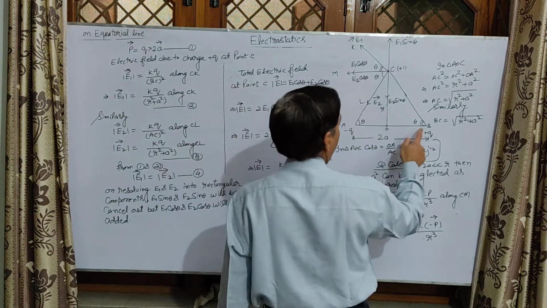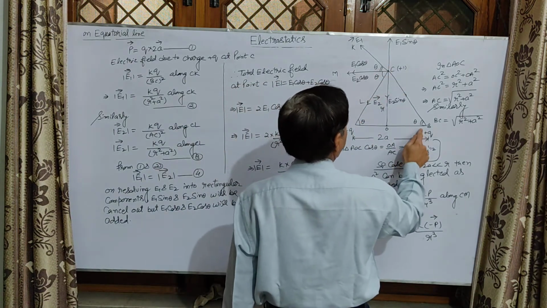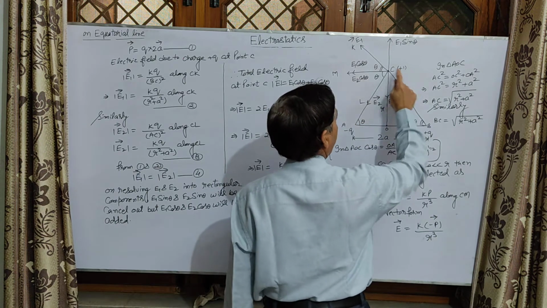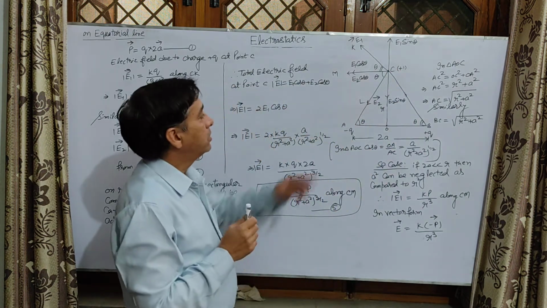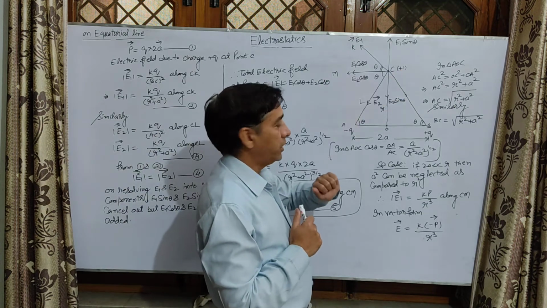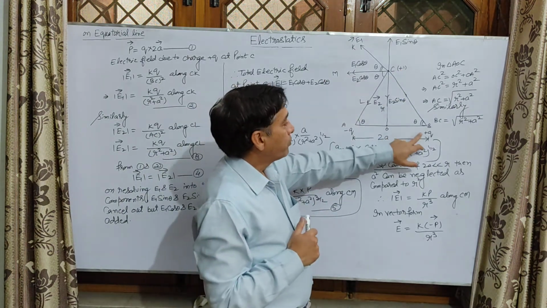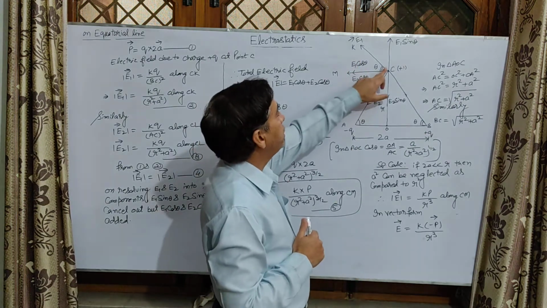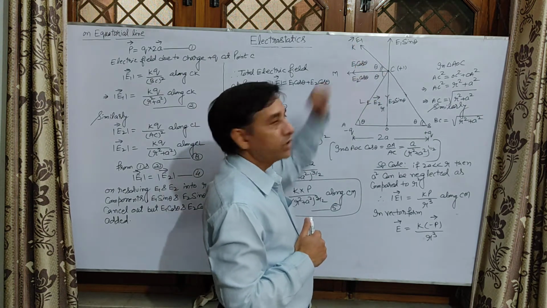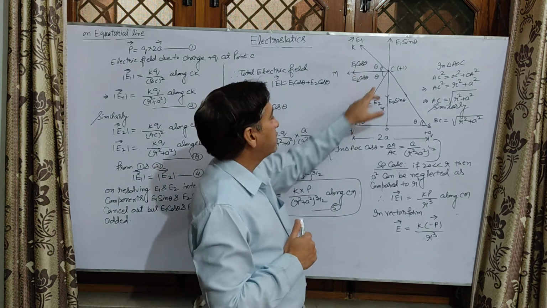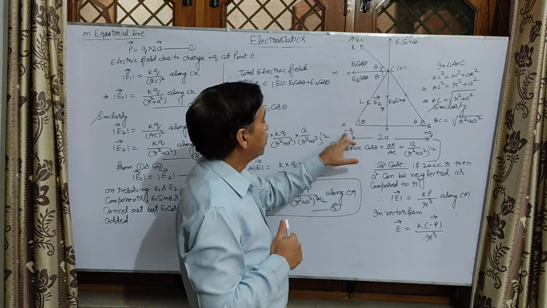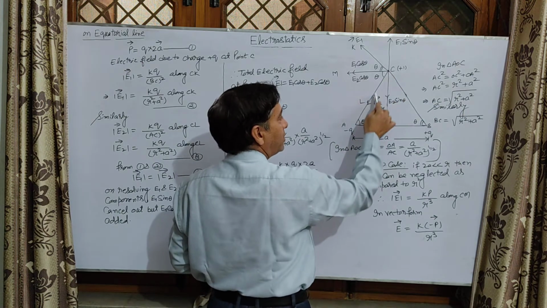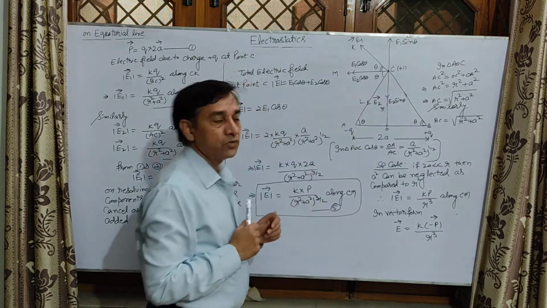Now, we will find the value of electric field due to this charge plus q and minus q. This is a unit positive charge. It is placed at point C. You know, like charges repel each other. Due to this reason, E1 is directed along CK, and opposite charges attract each other. Due to this reason, electric field E2 is directed towards CL.